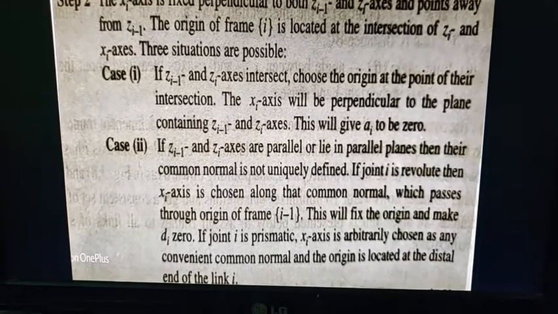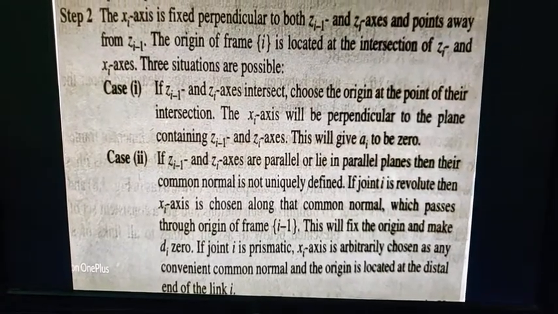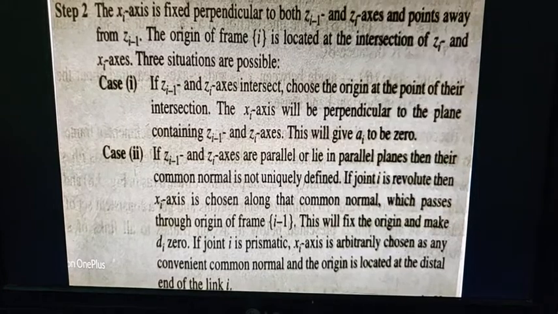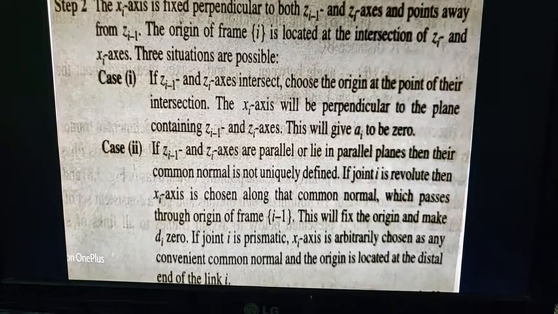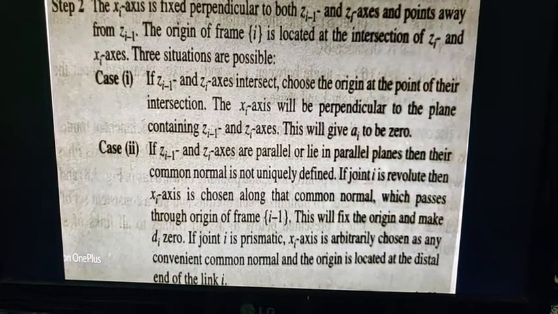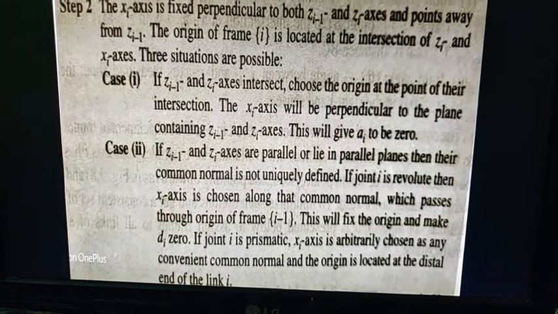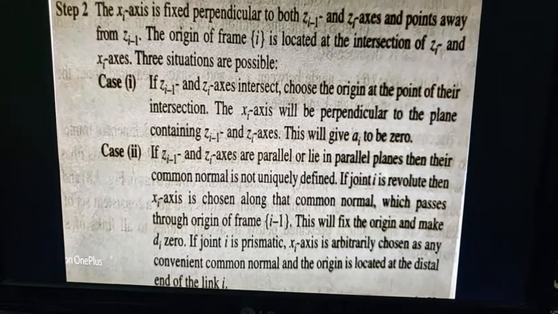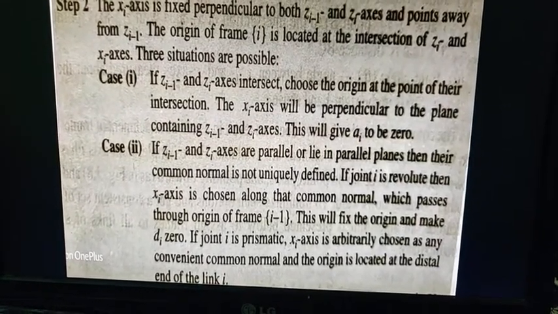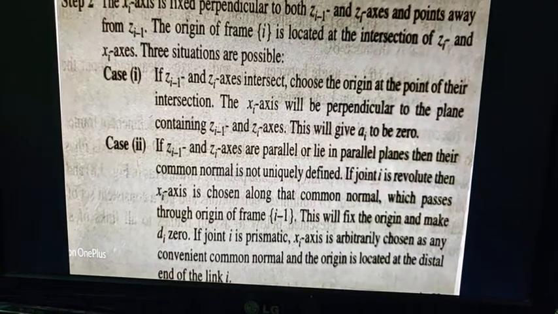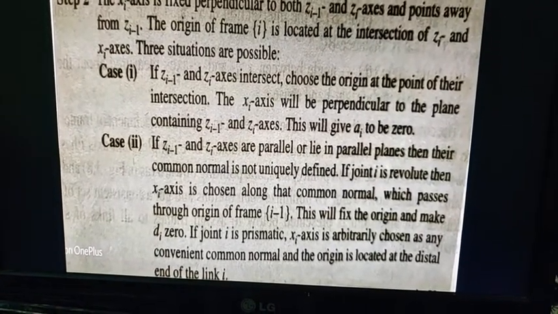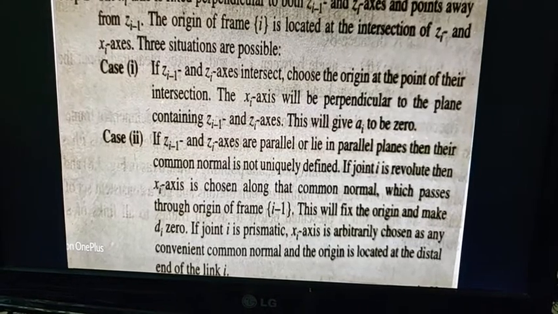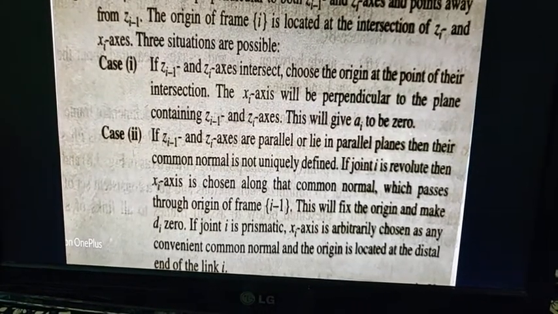Considering case 1: z(i minus 1) and z(i) axis intersect, so we choose the origin at the point of their intersection. If these axes intersect, then we choose that as the origin point, and the x(i) axis will be perpendicular to both the axes. This will give a(i) to be 0. The a(i) value will always be 0 in these conditions.